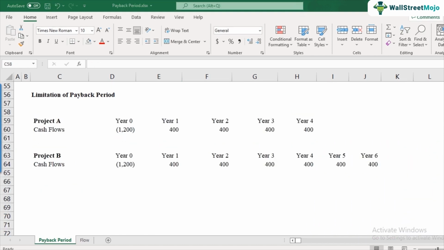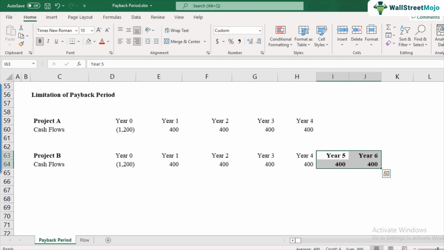Another limitation of payback period is that it completely disregards the amount of cash inflows that were generated after the payback period. So to understand this, let's look at these project A and project B, and it will be quite clear after that. So let's say there are two projects, project A and project B, and we have $1,200 as the initial investment. Now for both the projects, as we can see here, project A has a payback period of 3 years and project B has a payback period of 3 years. There's one critical difference: project B continues for 2 more years, year 5 and year 6, and it gives continuous cash inflows of $400 each in the 2 years.